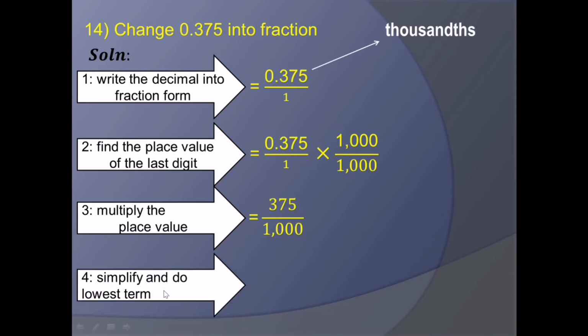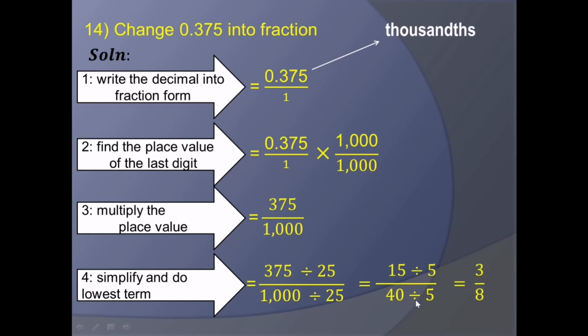Next is to simplify to the lowest term. How? We're going to divide both the numerator and denominator by 25. So the answer is 15 over 40, which is still divisible by 5. 15 divided by 5 is 3. 40 divided by 5 is 8. In short, 0.375 as a decimal is equal to 3 over 8 as a fraction. So that is the process of converting a decimal into a fraction.